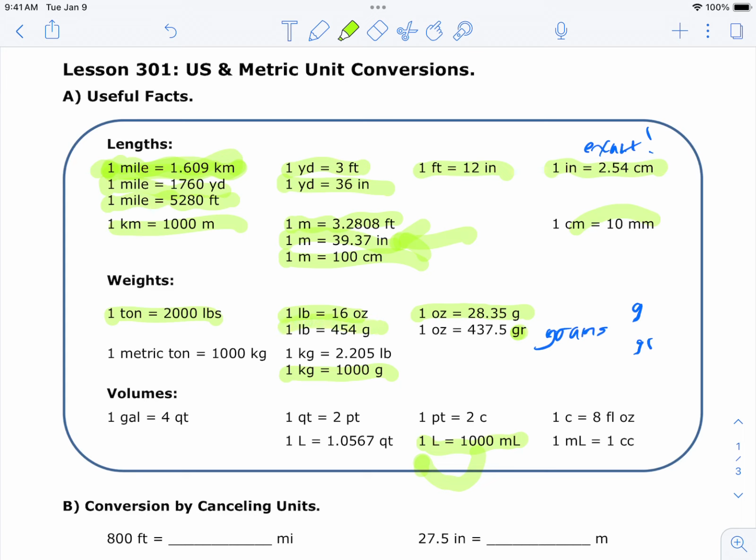This is good. A pound is 454 grams. I use that a lot. A kilogram is 2.205 pounds. I use that a lot. Did you know a metric ton is 1,000 kilograms?